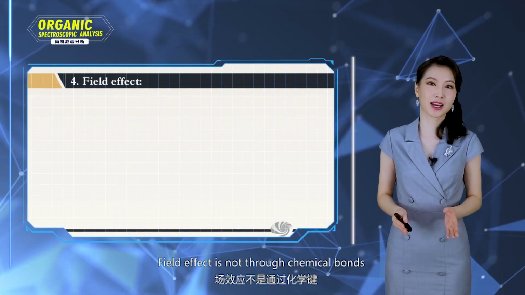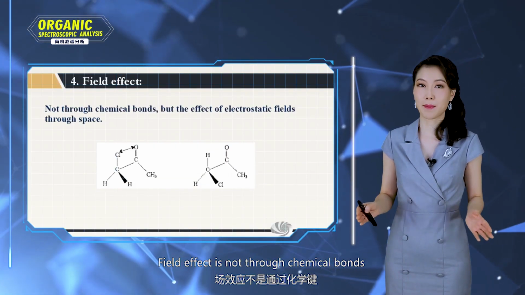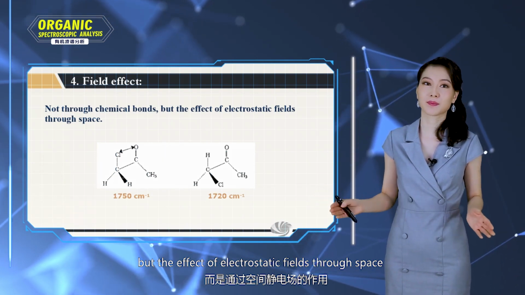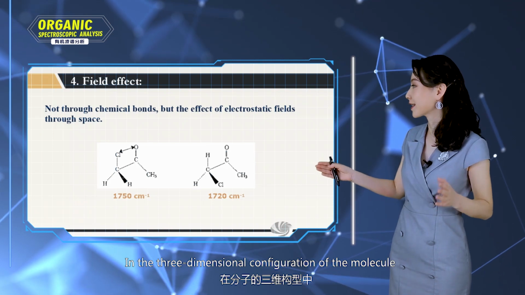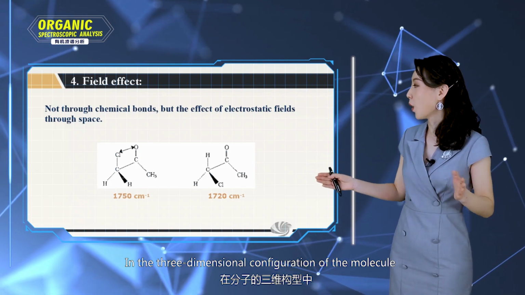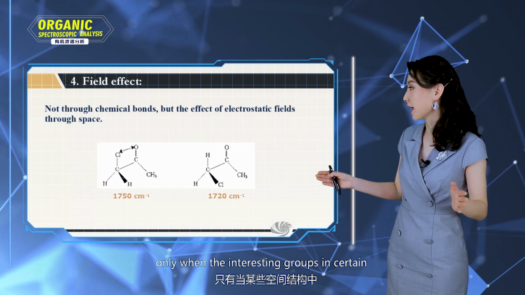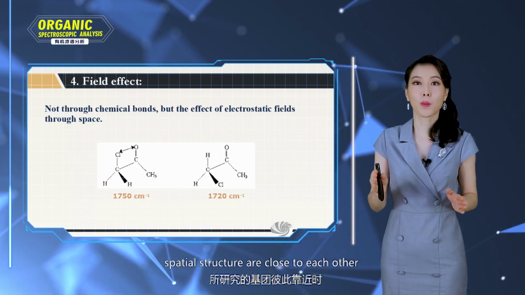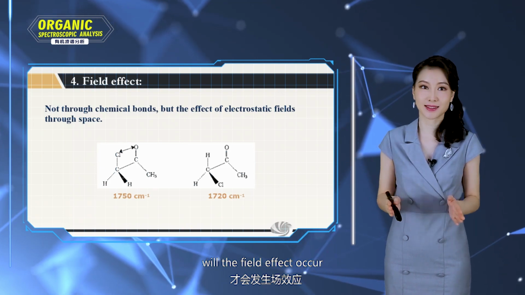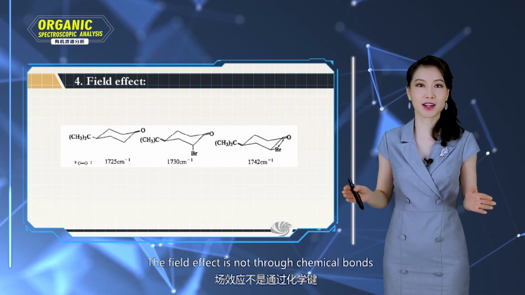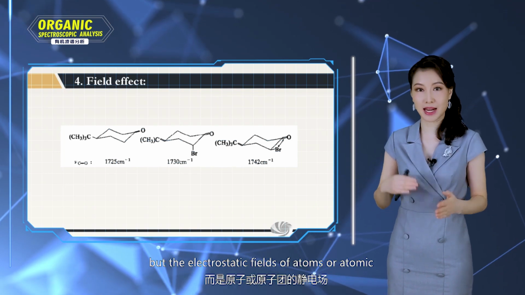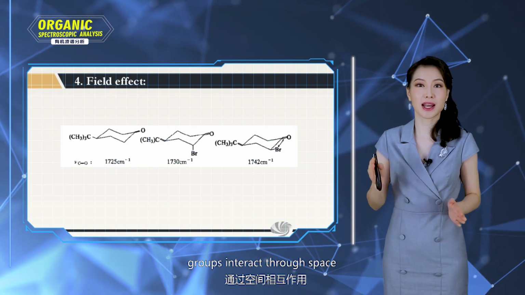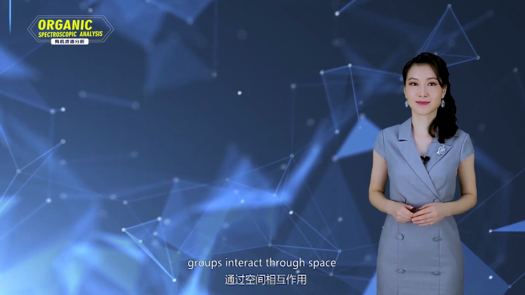The field effect is not through chemical bonds, but the effect of electrostatic fields through space. In the three-dimensional configuration of the molecule, only when the interacting groups in a certain spatial structure are close to each other will the field effect occur. The electrostatic fields of atoms or atomic groups interact through space.